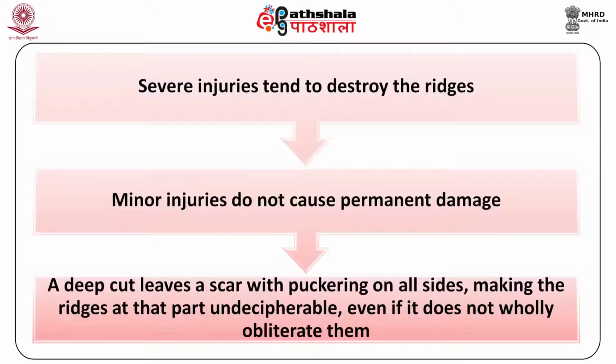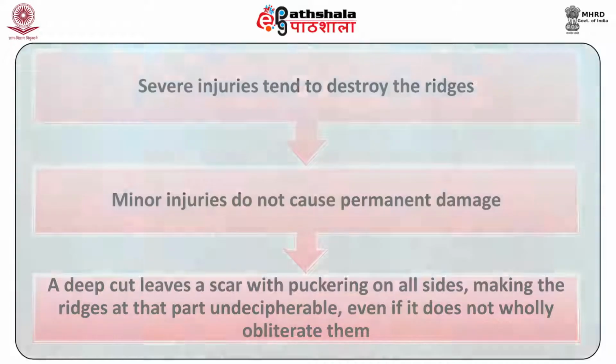Severe injuries tend to destroy hand ridges. Minor injuries do not cause permanent damage. A deep cut leaves a scar with puckering on all sides, making the ridges at that part undecipherable, even if it does not wholly obliterate them.